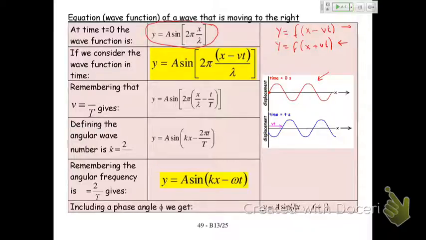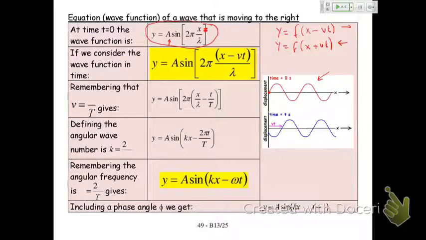So if you like it, my y is going to be, well, the biggest it can be is my amplitude, but it's modified by this sine function. And it's a sine curve, so it goes from +1 at 90 degrees to 0 at 180 to -1 at 270 degrees to 0 at 360.